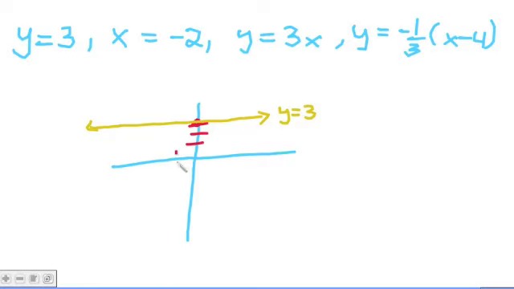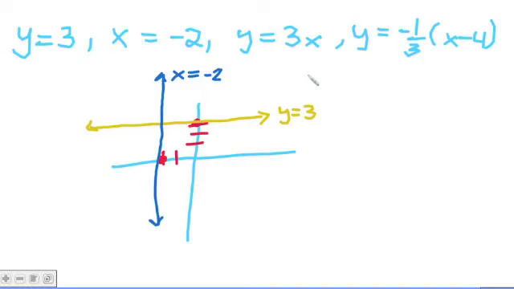That's going to be over here. That's going to be 1, 2, putting my dot right there. And I will draw my perpendicular line now, crossing through that point. And this one is x equals -2. This intersection here is a perpendicular line. Okay? Now let's go ahead and graph y equals 3x.